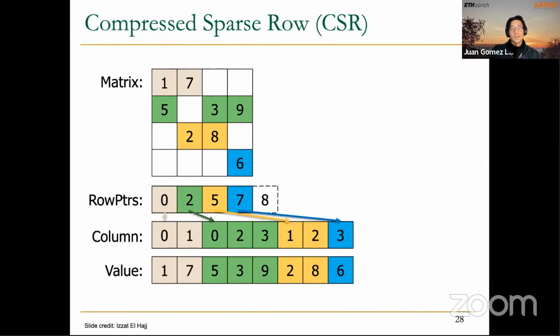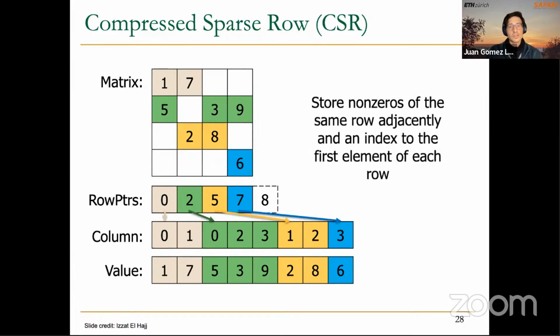In the CSR format, what we do is store the non-zeros of the same row adjacently and keep an index to the first element of each row. This index represents a pointer to the exact position where the elements of a row start. For example, in the original matrix, row 0 has only two elements, 1 and 7. We store these two elements next to each other.